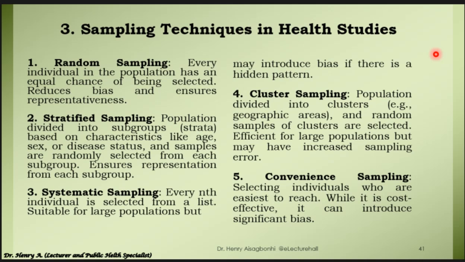Number 3, systematic sampling, where every nth individual, that's every numbered individual or that position individual, is selected from a list. It is suitable for large population, but may introduce bias if there is a hidden pattern. For example, now I come into a classroom and I want to carry out systematic sampling, and I say, okay, there are 30 and I want to take only 10.